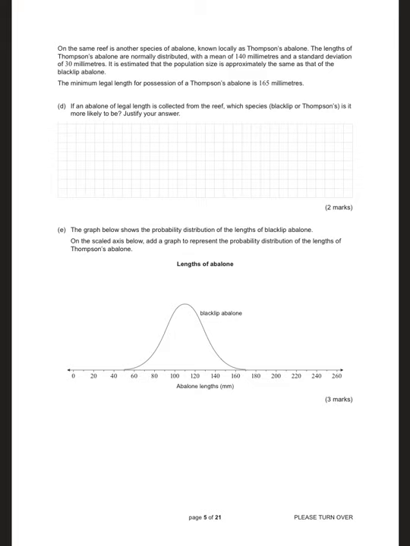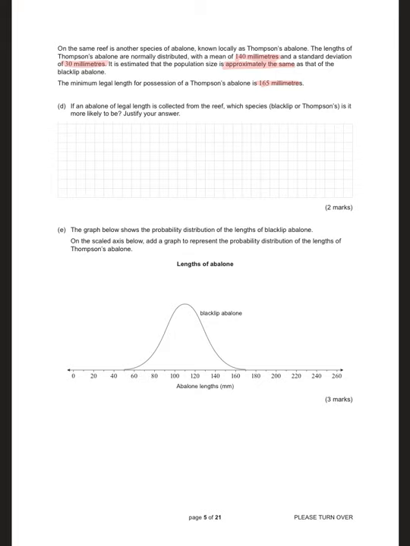On the same reef is another species, Thompson's. The lengths are normally distributed, with a mean of 140 and a standard deviation of 30. The population size is approximately the same. I don't know why you didn't give a number. The minimum legal length for possession of a Thompson's is 165 millimeters. If an abalone of legal length is collected from the reef, which species is it more likely to be?